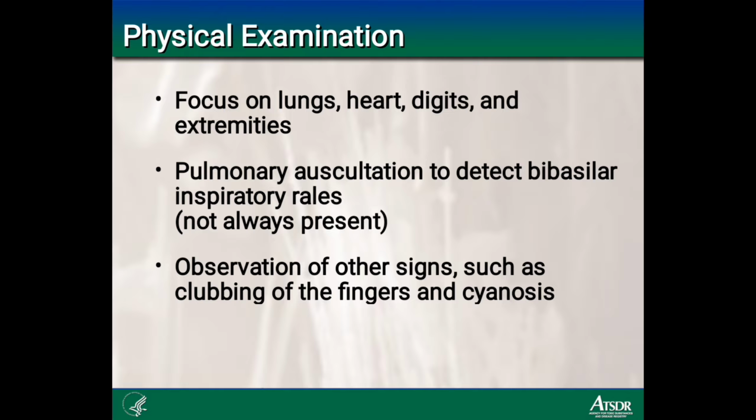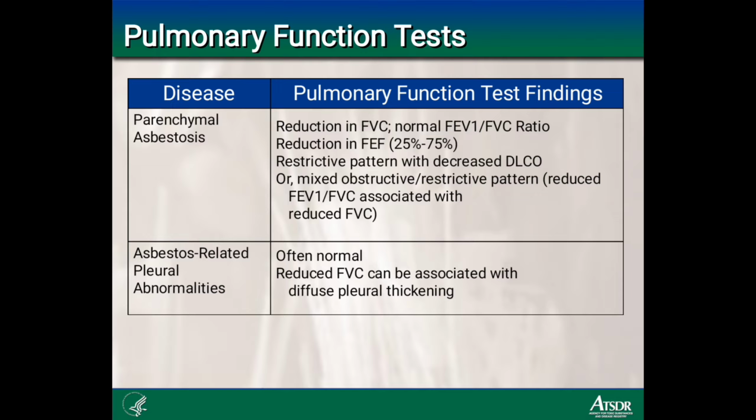So, physical examination: we're going to see how to physically examine patients suffering from asbestos-related diseases or lung cancer. First of all, we focus on the lungs, heart, digits, and extremities, and pulmonary auscultation to detect bibasilar inspiratory rales. Observation of other signs such as clubbing of the fingers or cyanosis.